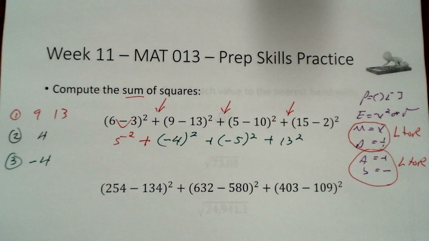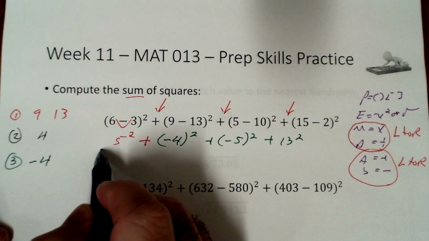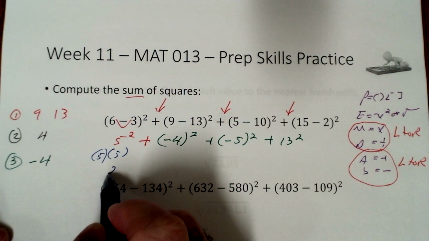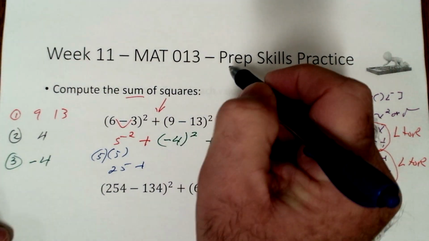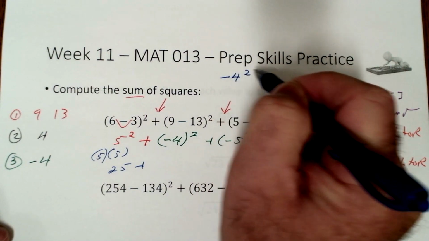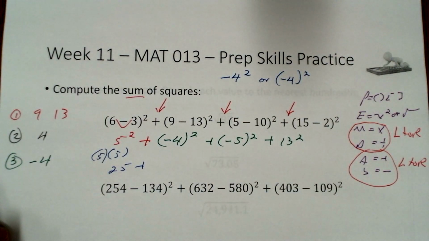Well, we're going to square each of these numbers. But there's something we've got to look out for, and I'll point it out as we go along. We got to pay attention to something here. Okay, 5 squared is simply shorthand for 5 times 5, so that's 25 plus. But this right here we got to pay attention to, because if we do this or if we do this, we're going to get two different answers.